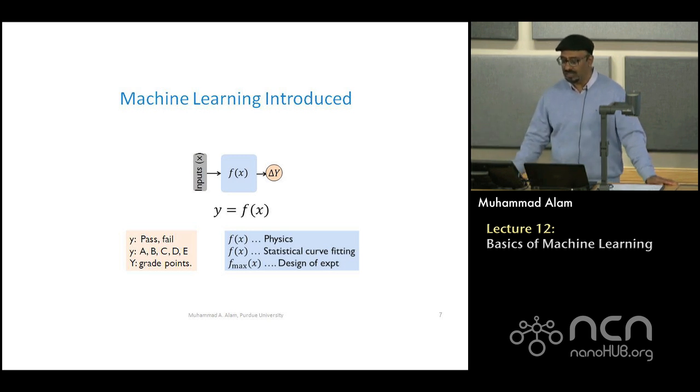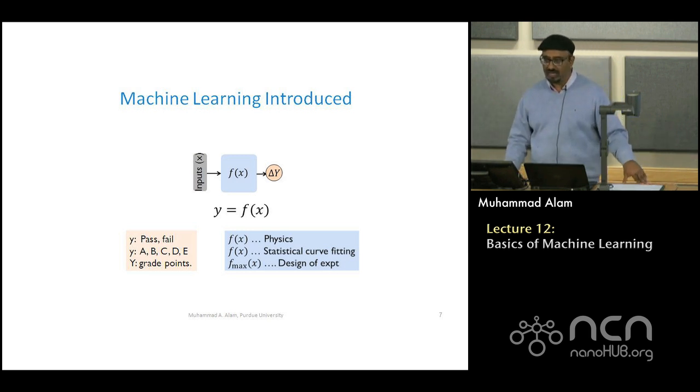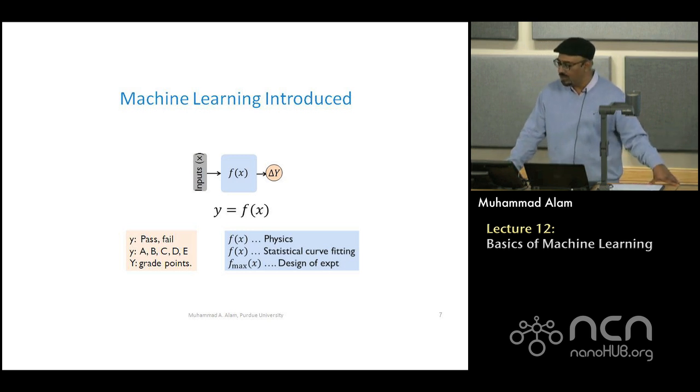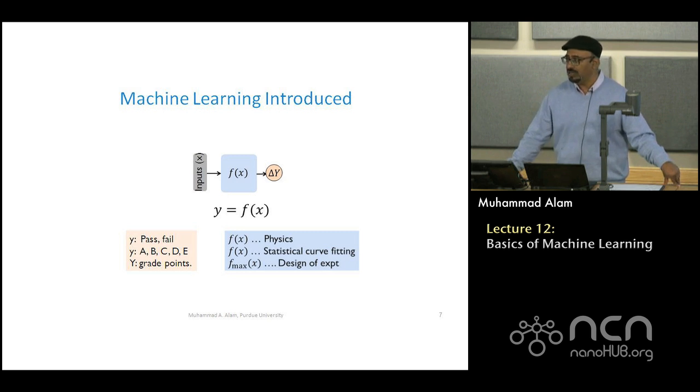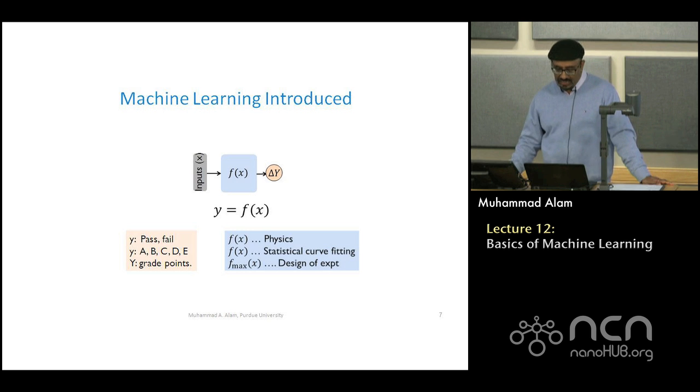F could be a differential equation where the solution is delta y and the input could be, for example, some x. So that's why your f could be the solution of a differential equation. But often f does not have to be a solution of a differential equation. It can be a curve fit. You have a bunch of points, you fit a line. And in that case, f is simply a fitting function.